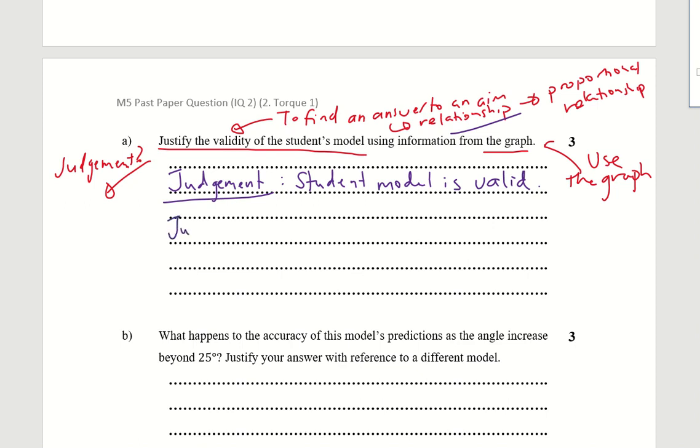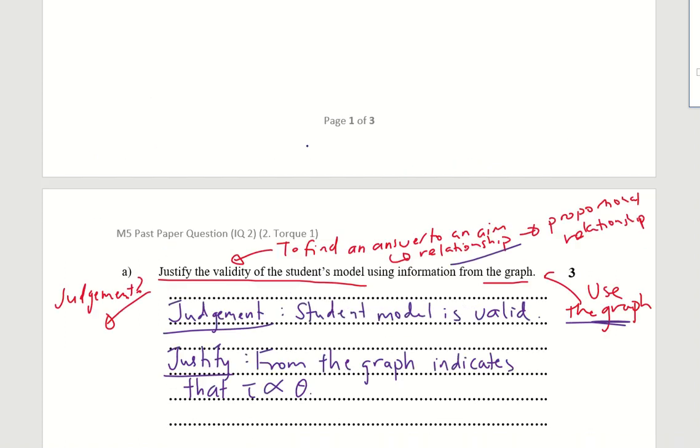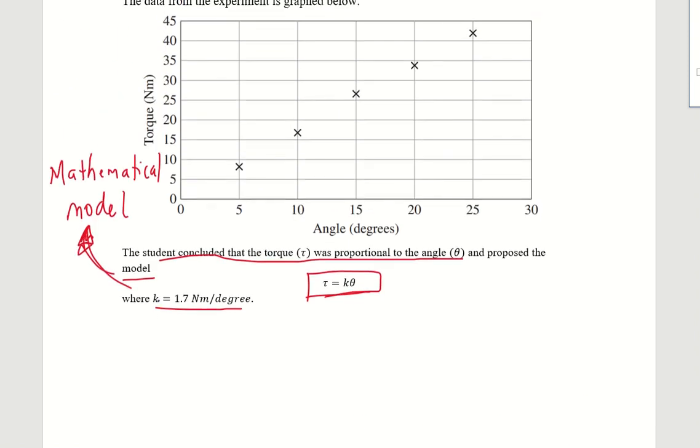So what's my justification for it? Okay, from the graph, as you can see, I am trying to link to the graph. From the graph indicates that tau is directly proportional to theta. So that's true. The next claim that they made is k is equal to 1.7.